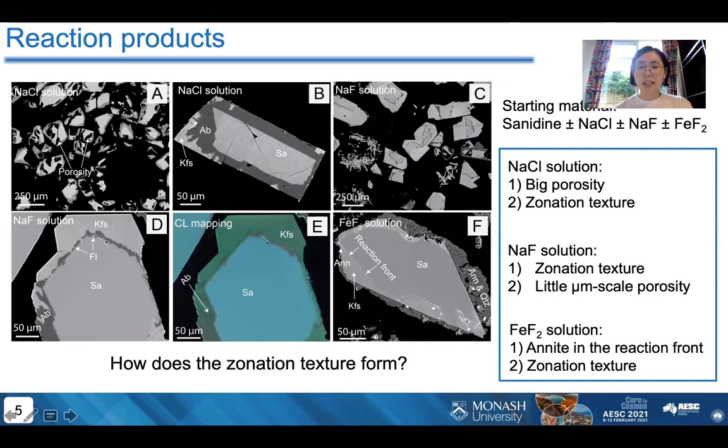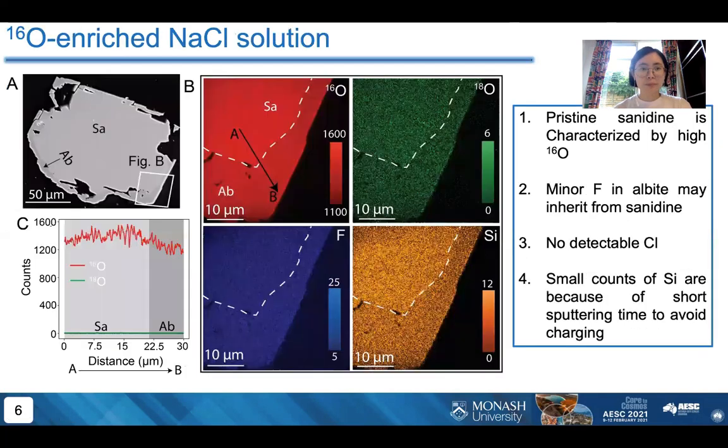And in iron fluoride solution, since the solution is enriched in iron, annite instead of albite formed at the reaction front, and K-feldspar, annite, and sanidine form the zonation texture. Then we were curious: how does the zonation texture form?